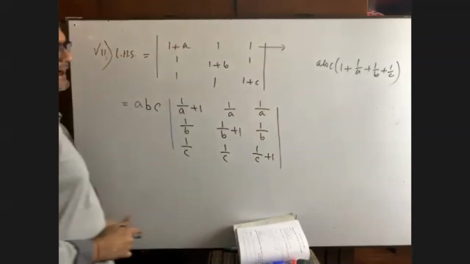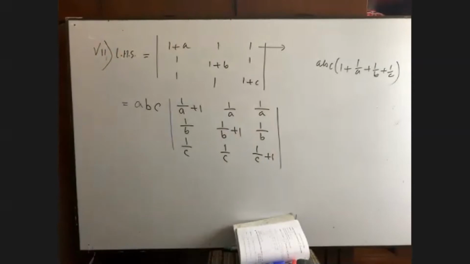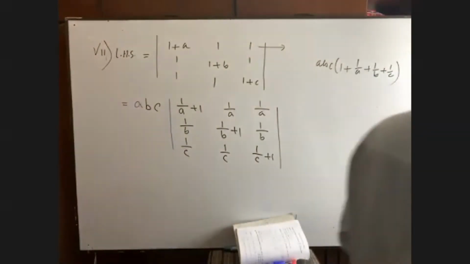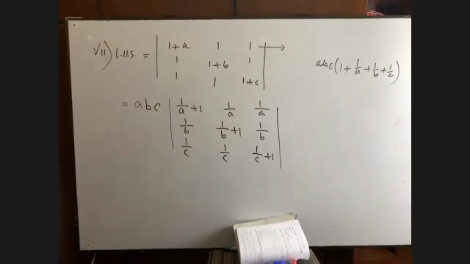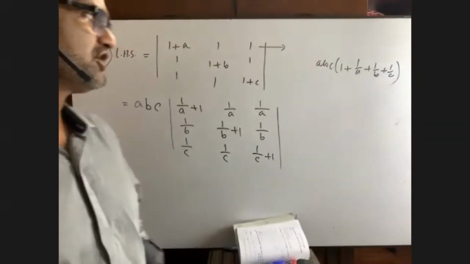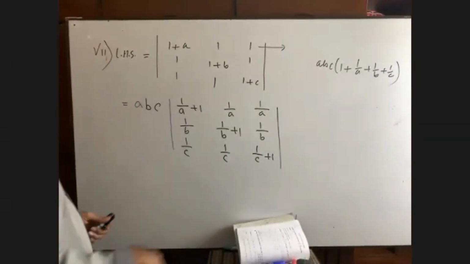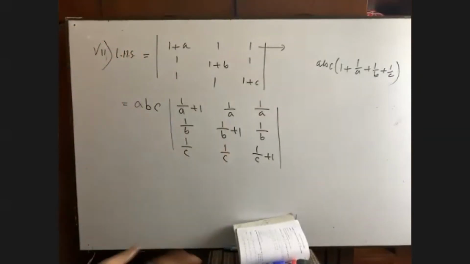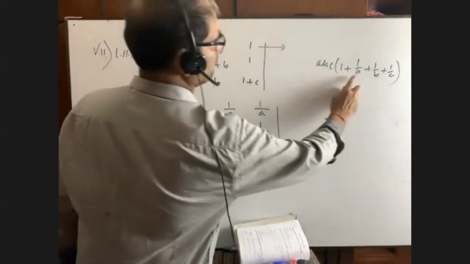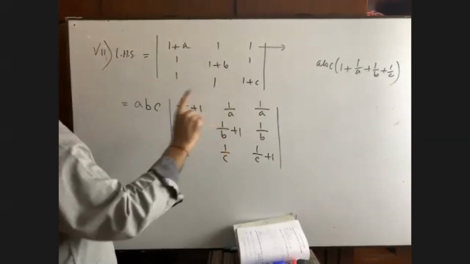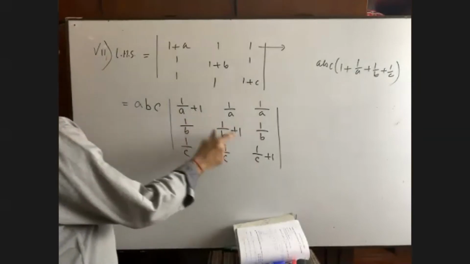Side note: actually, I have taken A common from the first row, B common from the second row, and C common from the third row. Nothing else I did here. You have to pay attention. You can ask me why I have done this: because I have ABC on the right hand side. For this, I have already got ABC. And here, 1 by A, 1 by B, 1 by C, and there is 1, 1, 1.